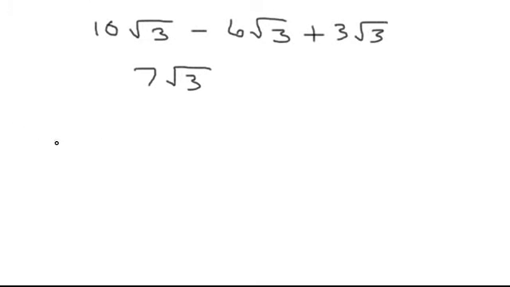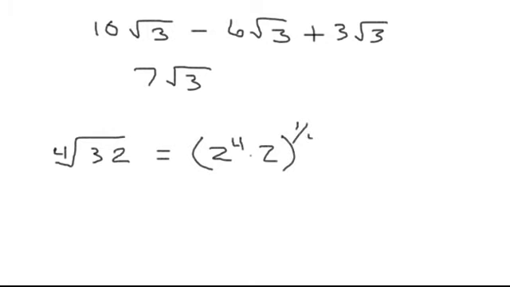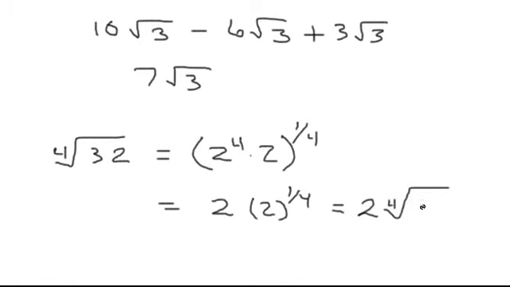Alright, what about if I had the 4th root of 32? Well, we could write this as 2 to the 4th times 2, and I'm going to write this now in exponential form. So now you would just multiply exponents. 4 times 1/4 is 1, so that would just be left with 2, and then we couldn't do anything else with this 2 here. Getting it back into radical form, 2 times the 4th root of 2. So that would be the final on that.